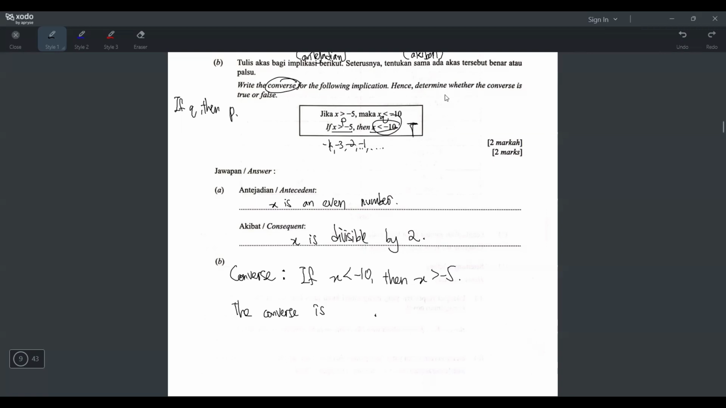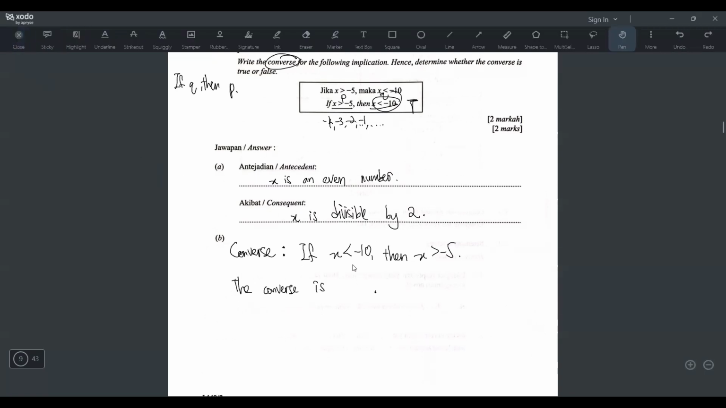But they are not asking you to determine whether this is true or false. They're asking you to determine the converse for this. Okay? And you don't tell me, oh sir, the converse will be true also. No. You have to read again and check again one. Tak semestinya the converse will be true also. So you have to read again and check. If X is smaller than -10, then X is bigger than -5.